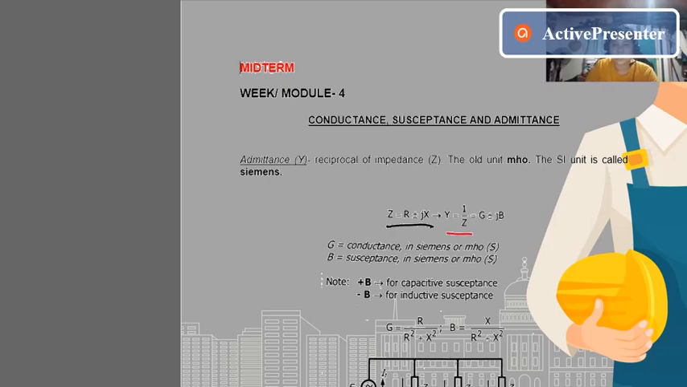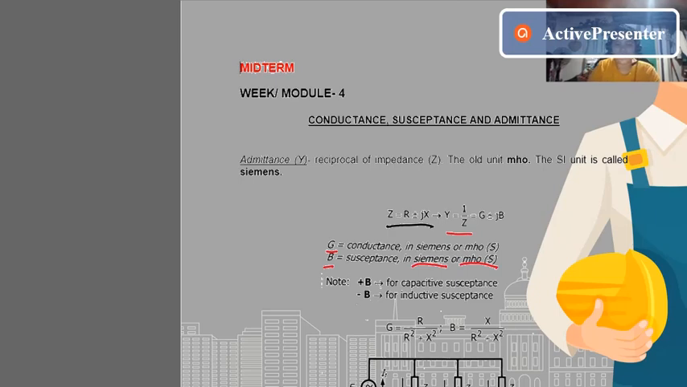While our Y is equal to G plus or minus jB, positive or negative. So G is the conductance and B the susceptance, given in Siemens or mho. That is our unit and our symbol.